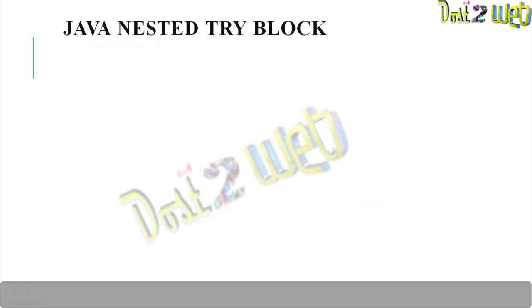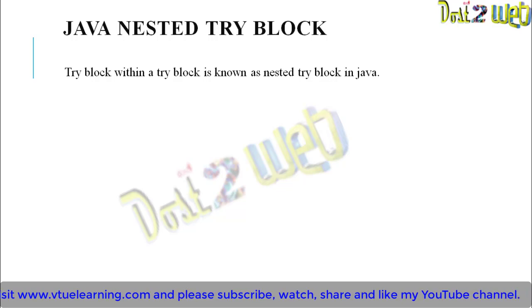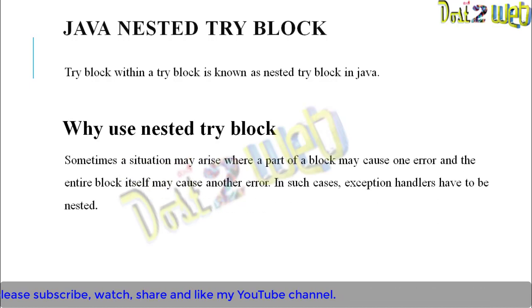Okay, so now about the nested try block. As I mentioned, you can use multiple, that means nested try blocks, just as you have studied nested if else. In the same way you can use a nested try block. A try block within a try block is known as a nested try block. Okay, so why do we use the nested try block in Java?